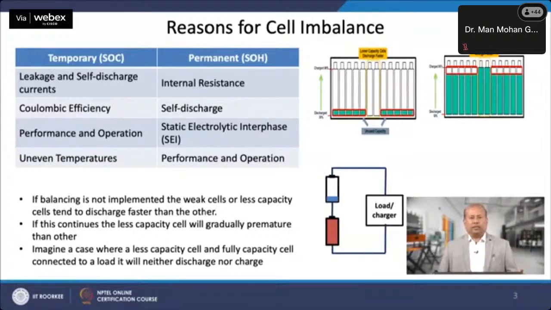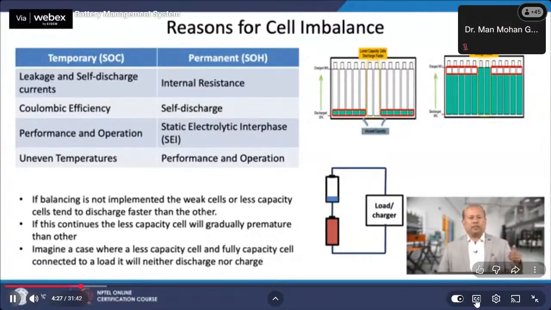Assuming that all the cells have the same composition, the Coulombic efficiency, performance or operation, and self discharge will be the same, leaving the most significant imbalance factors: uneven temperature distribution and leakage currents, current distributed to the BMS.